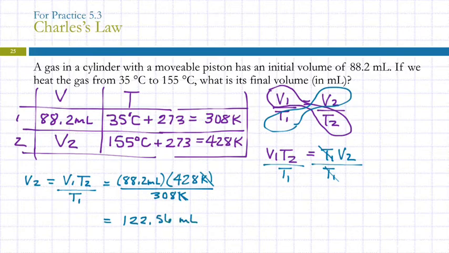All these numbers have 3 sig figs, so my answer should have 3 sig figs, and we're going to call that 123 milliliters.